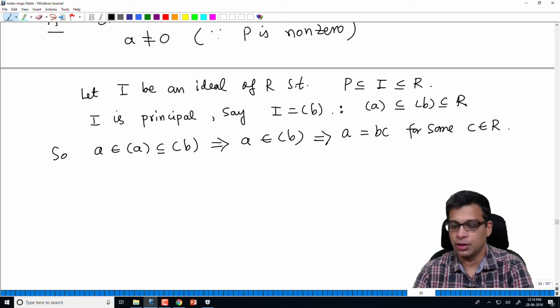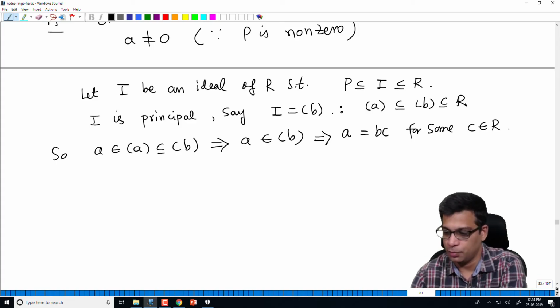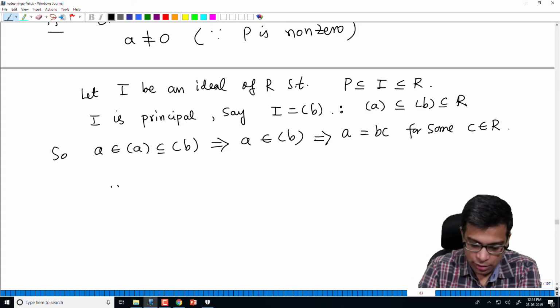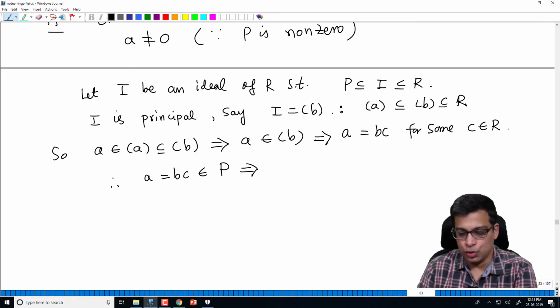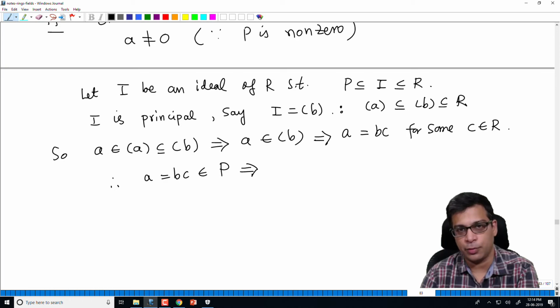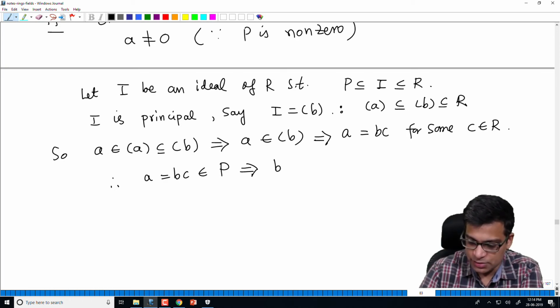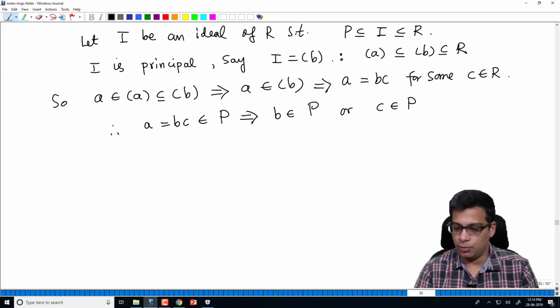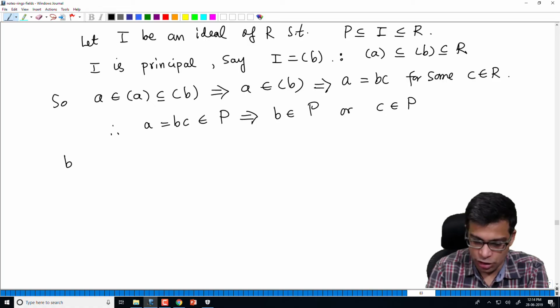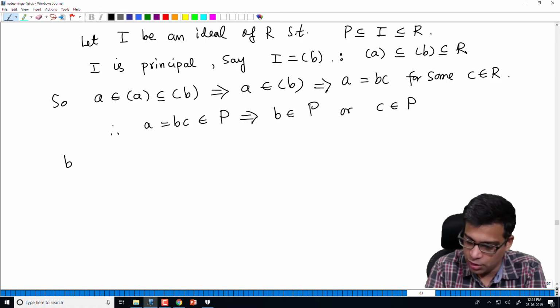By definition, A is a multiple of B. So A is equal to BC for some C in R. Hence, A equal to BC belongs to P. And P is a prime ideal. Remember from a few lectures ago, what is a prime ideal? It's an ideal such that if a product belongs to that ideal, one of the elements belongs to the ideal. So B is in P or C is in P. So let us see both implications.